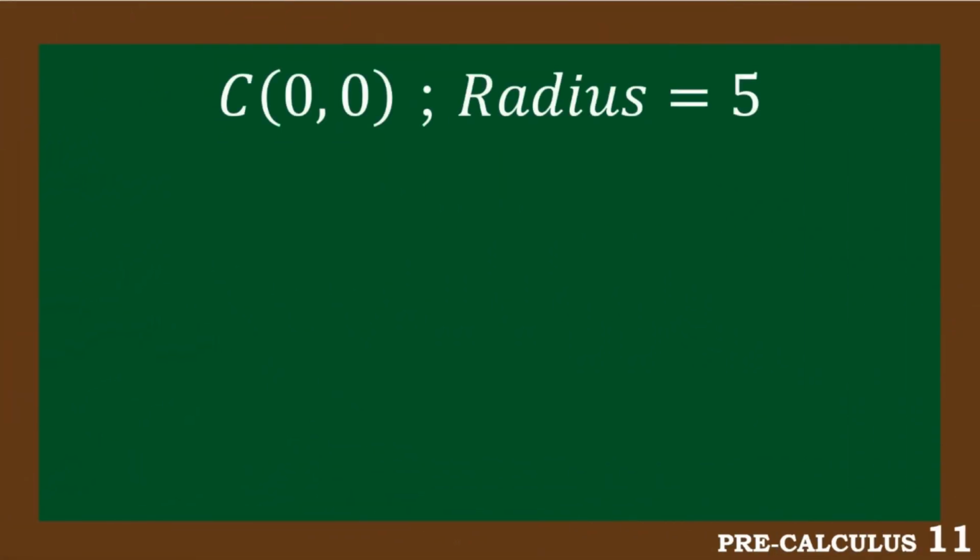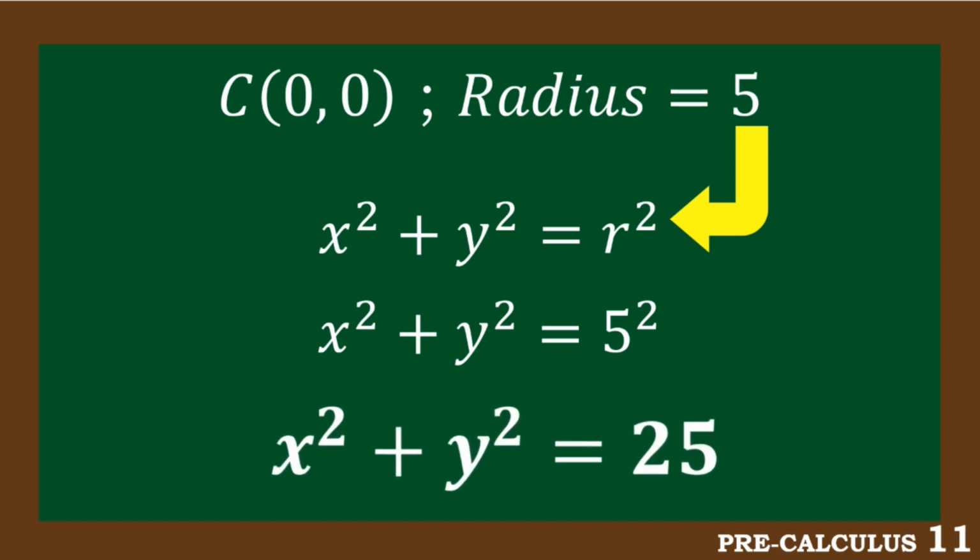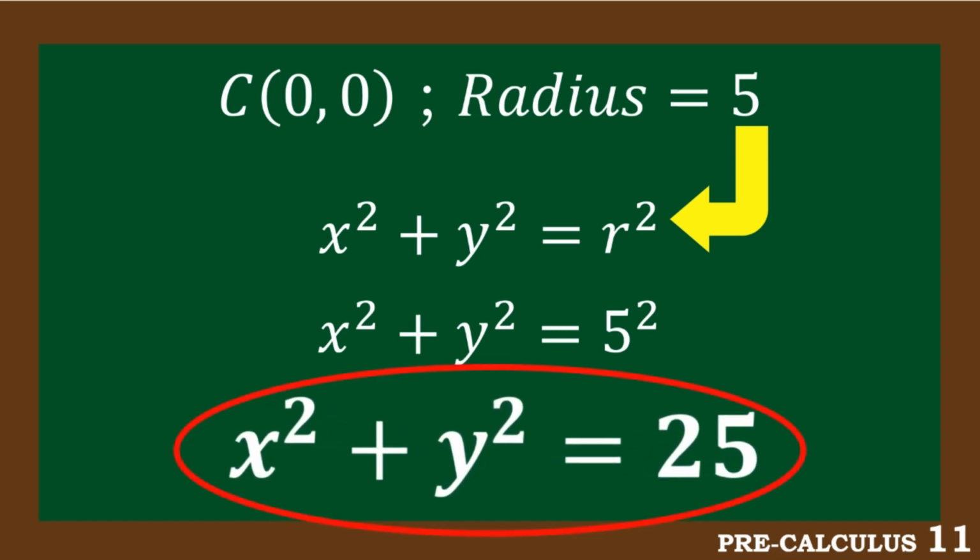For problem number 1, since the coordinates of the center are located at the point of origin or (0, 0), we will use the standard equation, x squared plus y squared equals r squared. Using this equation, we simply substitute the value of radius r, which is 5, to the equation. Then, it will become x squared plus y squared equals 5 squared. Therefore, the equation of the circle is x squared plus y squared equals 25.